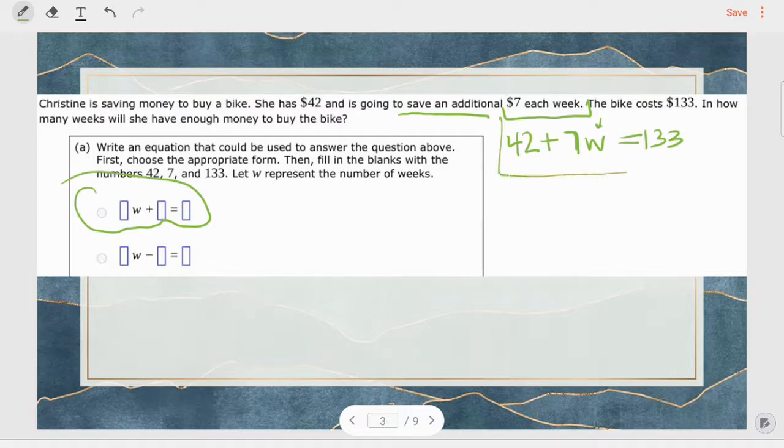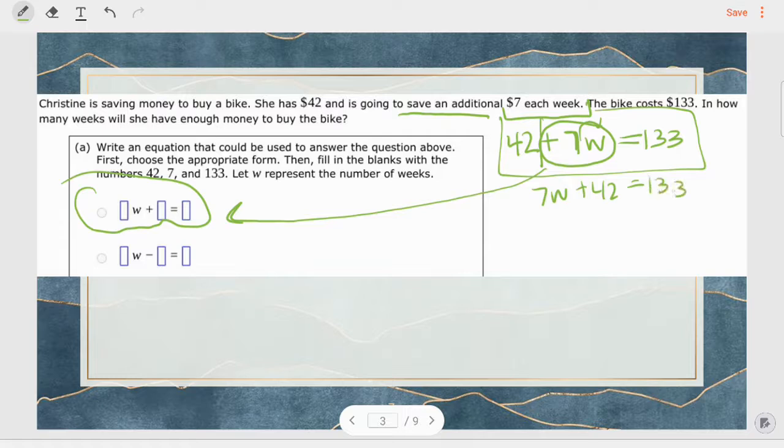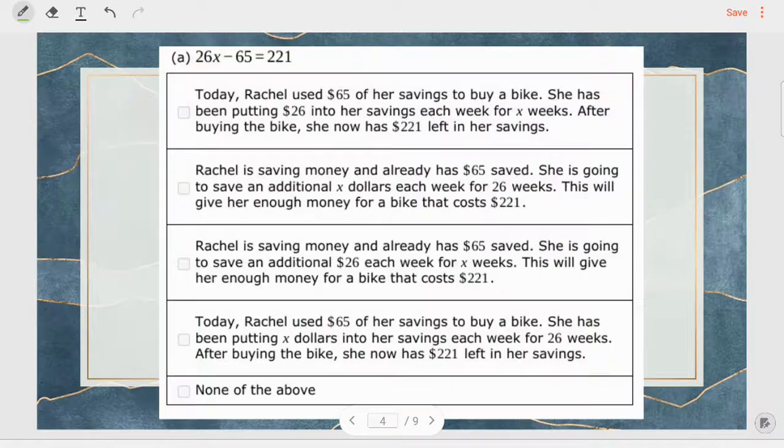Now, if you look at this equation, it doesn't match exactly this top row, because while it does have plus, I've got these in backwards order, so that's okay. Remember, if I break these terms apart, that 7 is positive and 42 is also positive. So I can just rearrange that as I put that in here. 7W plus 42 equals 133.